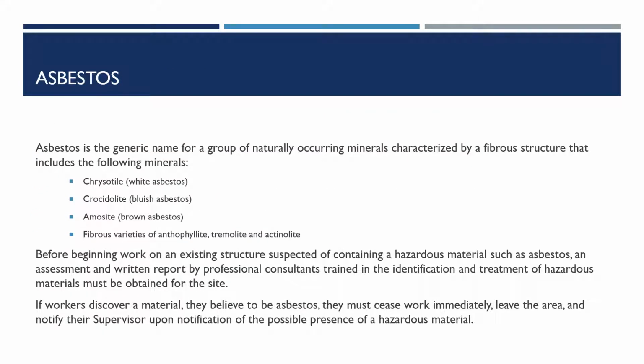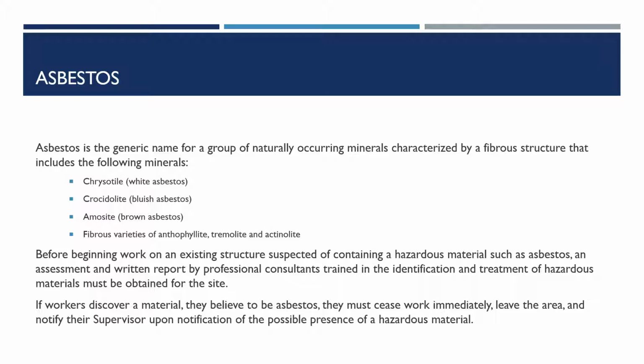Asbestos. Asbestos is the generic name for a group of naturally occurring minerals characterized by a fibrous structure that includes the following minerals: chrysotile, amosite, fibrous varieties of anthophyllite, tremolite, and actinolite.